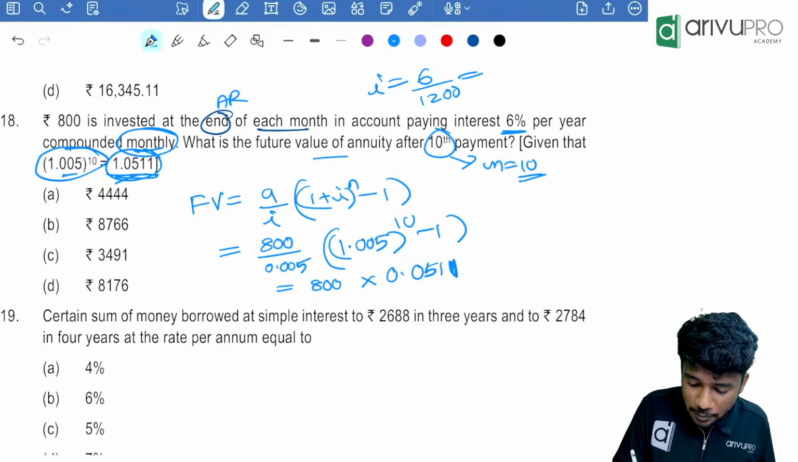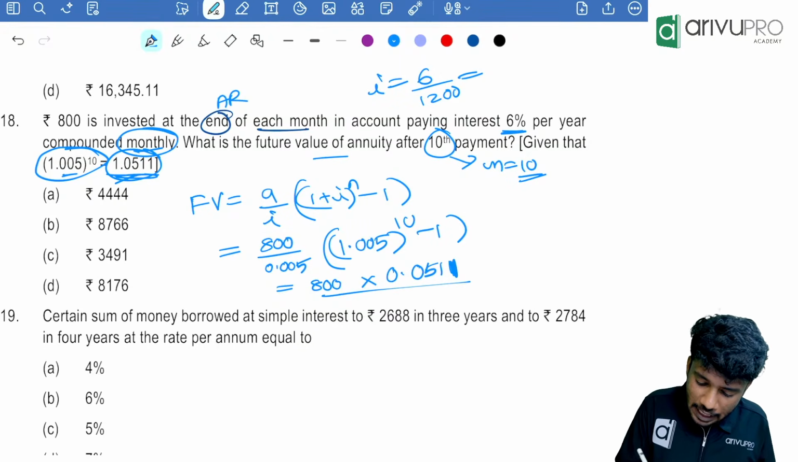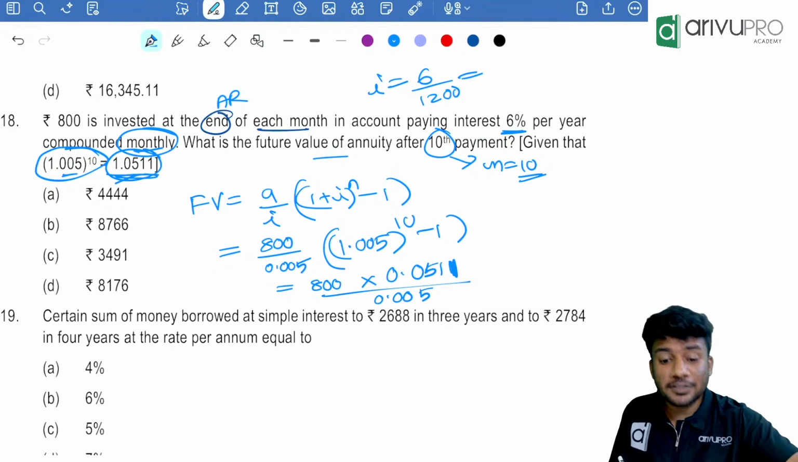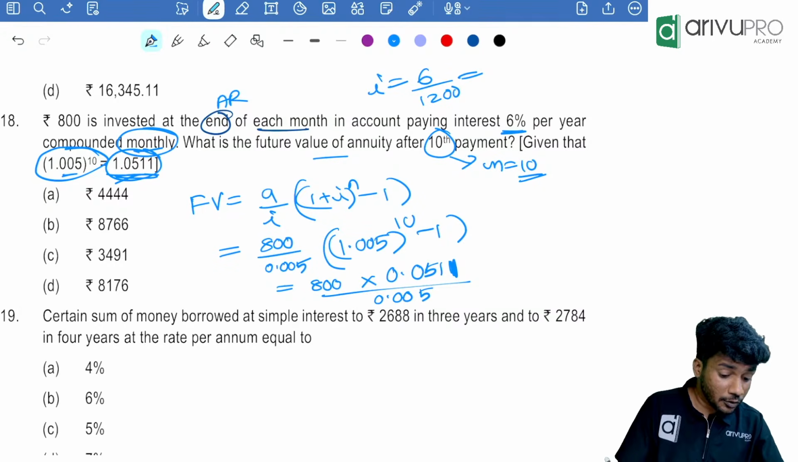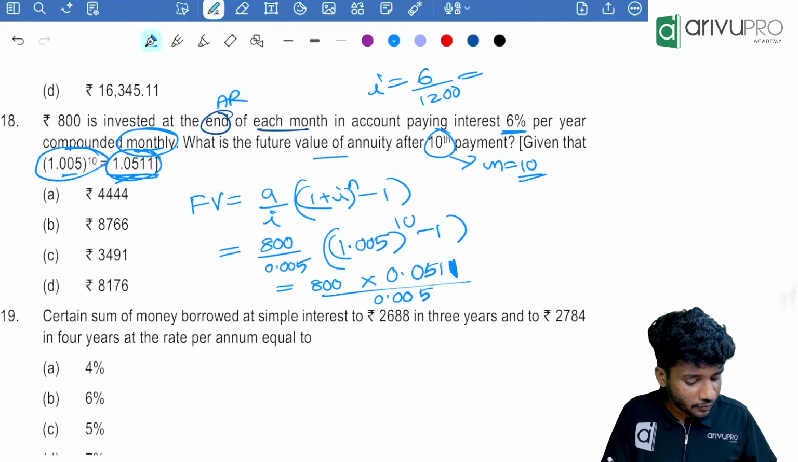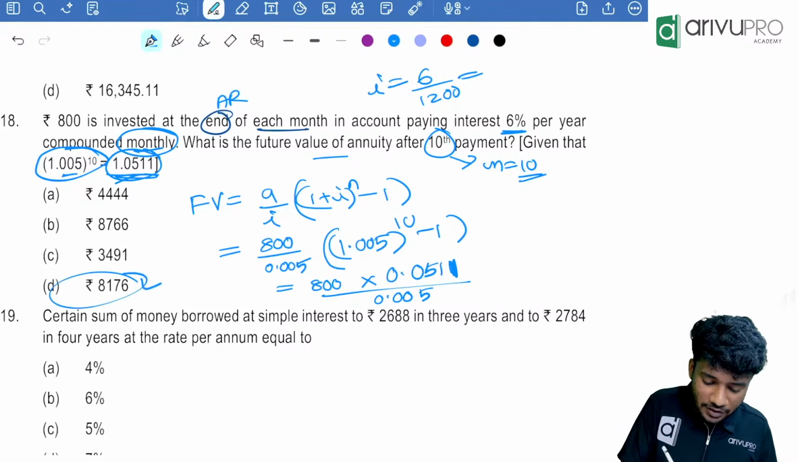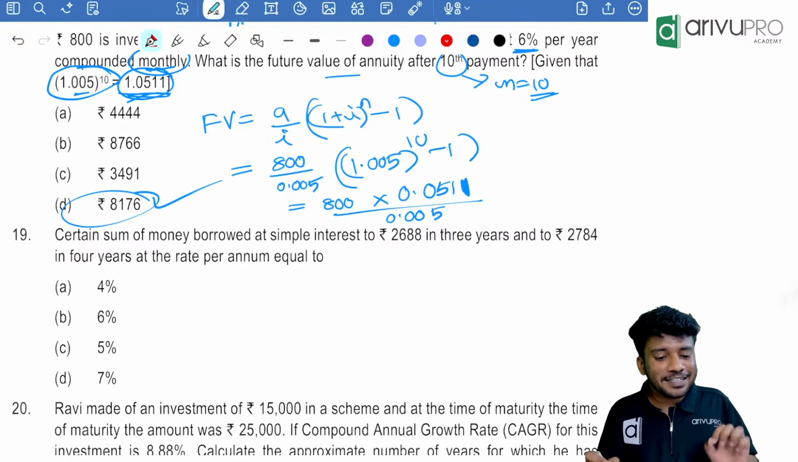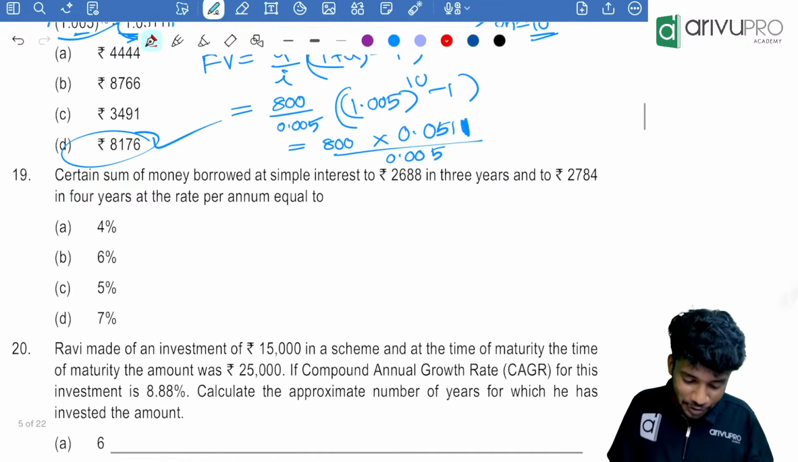0.0511 divided by what, people? Divided by the I value, 0.005. How much are you getting, people? Please do it for me and take your calculator. 0.0511 divided by 0.005 is equal to 8176. Option D is your answer. I hope that everyone got it. Right answer, Anashura. Everyone good.